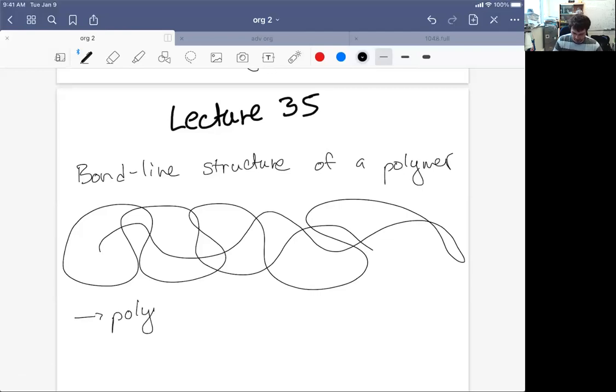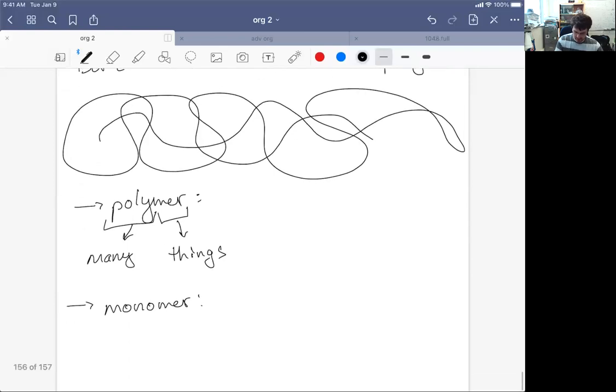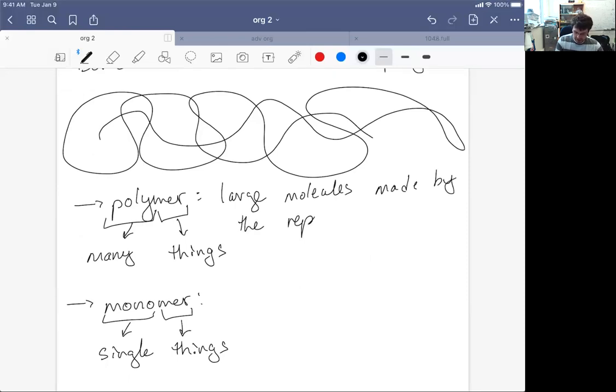First, I will say a polymer. This is broken down into poly, meaning many, and mer, meaning things. So polymer means many things. This is in contrast to monomer. Monomer is mono for single and mer for things. Okay, so polymers are large molecules made by the repeated attachment of monomers.